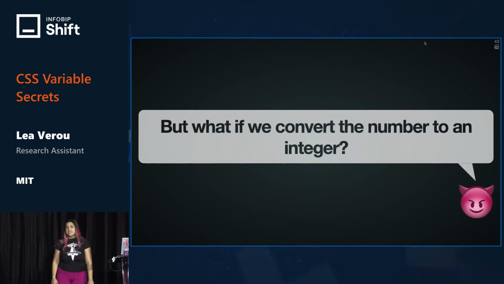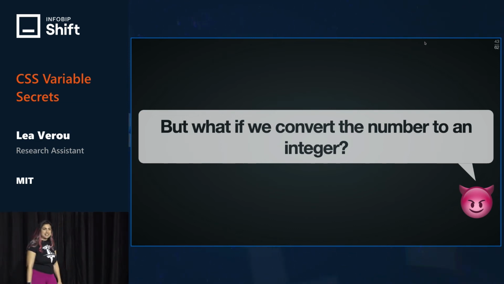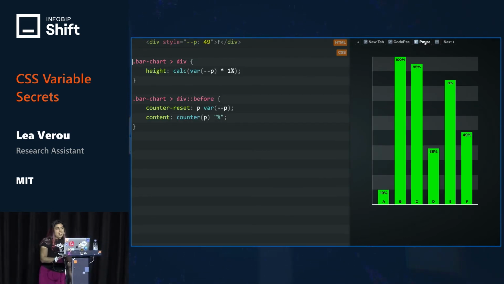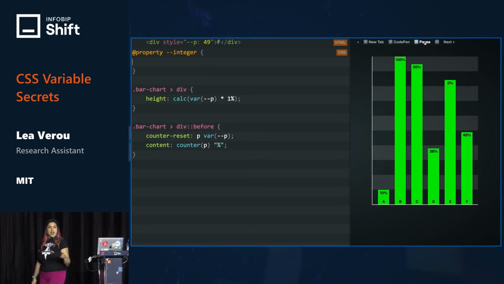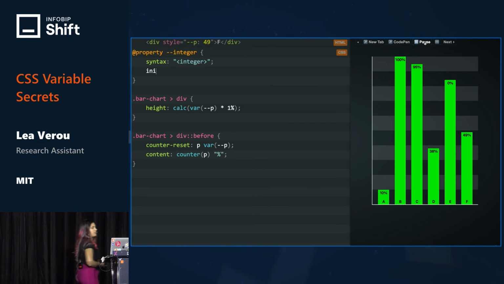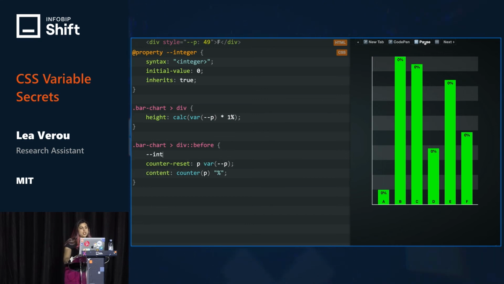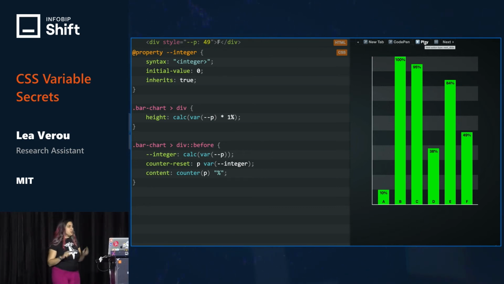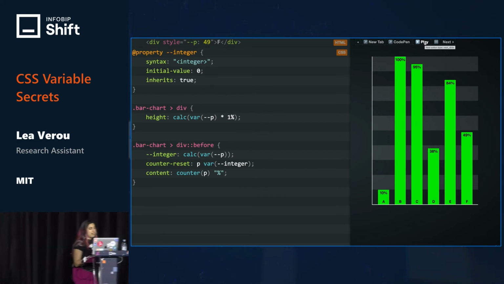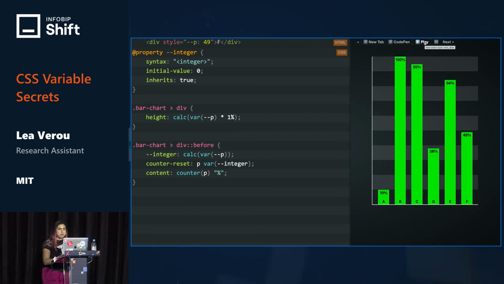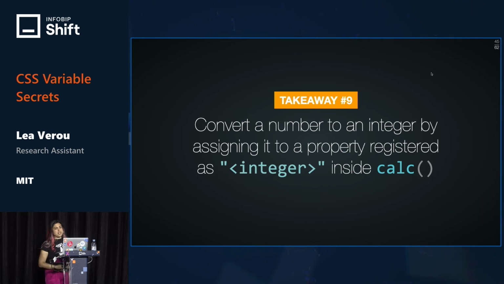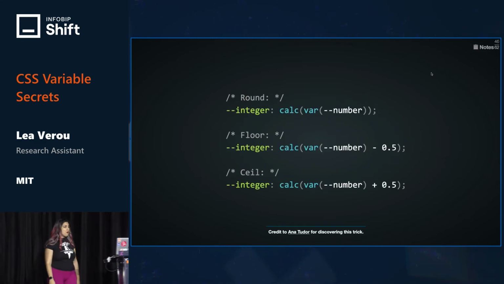Is there anything we could do? Could we convert the number to an integer in CSS? Well, we can have another custom property that we define as an integer. And then we just use the integer data type. We give it some initial value because it's mandatory. And we specify that it inherits. And then we just apply the value of our custom property. We just set the integer property to p inside calc. This is important. If we don't use calc, then the browser's internal conversion doesn't kick in. And then use that integer in counter reset, and then use that counter in content. So we can convert a number to an integer by assigning it to a property registered as integer inside calc, and that actually works. And we can even floor and ceil.